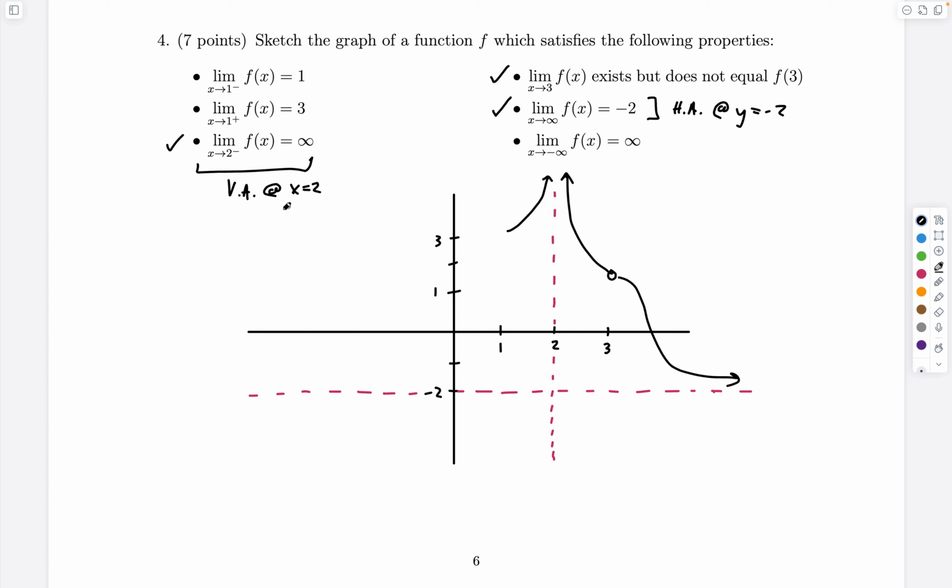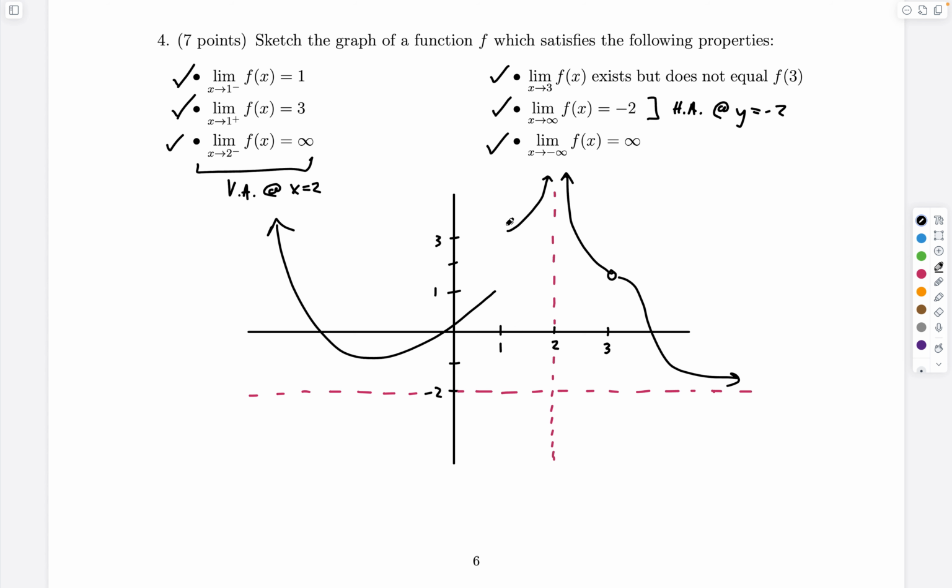So maybe my graph kind of goes upward. It can come into this. And remember, maybe it's even a parabola. Who knows, right? I don't really care. But it could go something like this. That satisfies the positive infinity limit there. This is going to satisfy 1 from the left, going to 1. And then over here, this is satisfying 1 from the right. When I take that limit, I get 3.